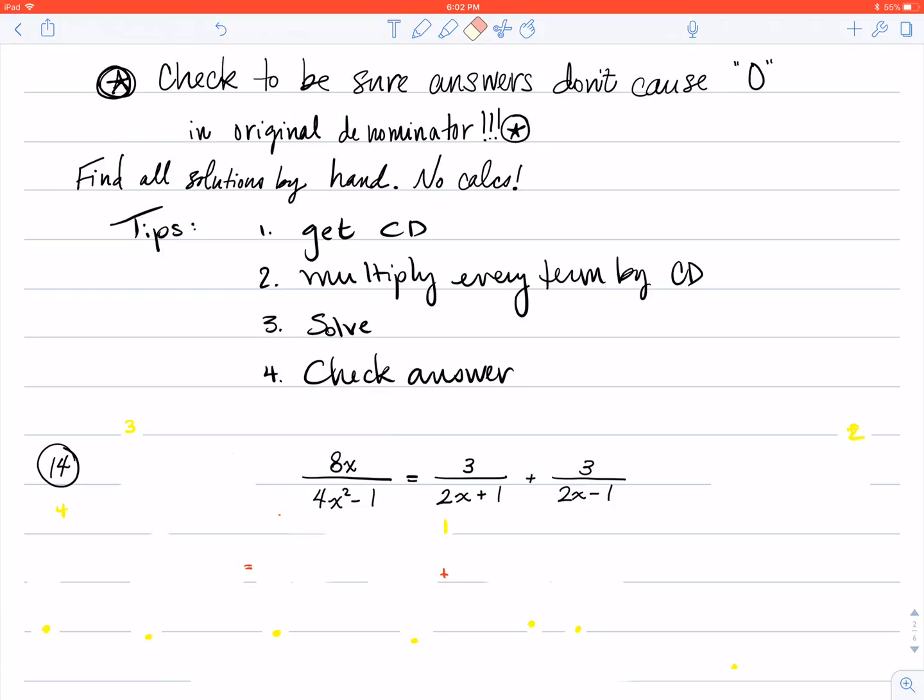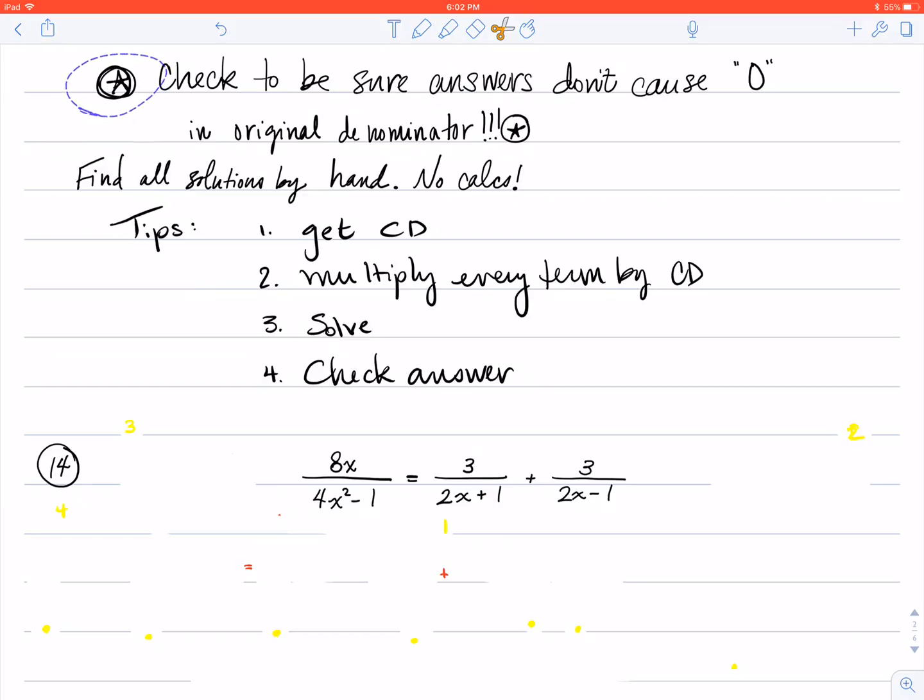Make sure that you follow the little hints I have here, the starred statement that says you want to make sure that you always go back and check your answers. Some of them might have to be thrown out. The directions on this is that we're going to be finding all solutions by hand, no calculators. I don't care if you use calculators for add, subtract, multiply, divide. I just don't want you to graph.